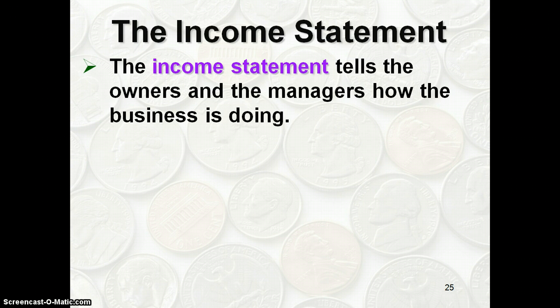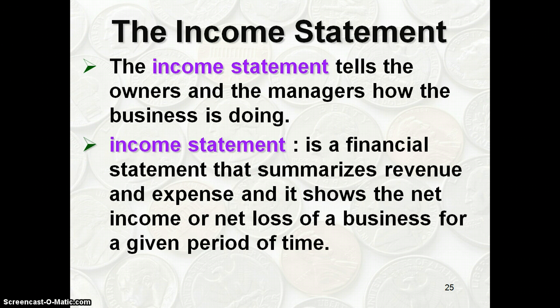An income statement tells the owner and managers of a business how a business is doing. It lists all of the revenue and all of the expenses. It clearly shows you how much money a company has made and how much they're spending on various items to run the business. Income statement is defined as a financial statement that summarizes revenue and expenses, and it shows the net income or the net loss. So how much money a business has made in total or how much it has lost in total for a given period of time.